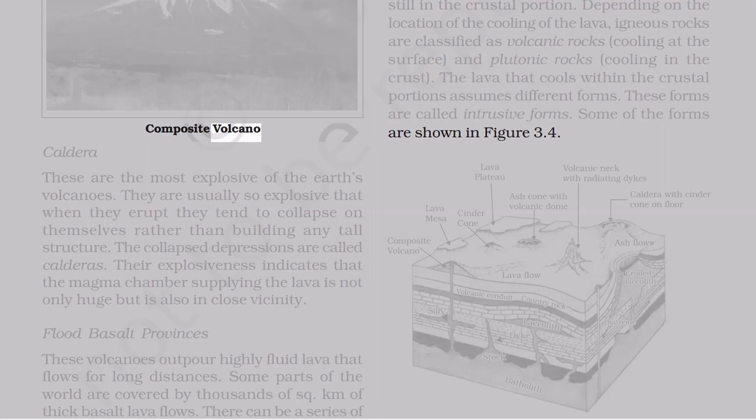Composite volcano. Caldera. These are the most explosive of the Earth's volcanoes. They are usually so explosive that when they erupt they tend to collapse on themselves rather than building any tall structure. The collapsed depressions are called calderas. Their explosiveness indicates that the magma chamber supplying the lava is not only huge, but is also in close vicinity.